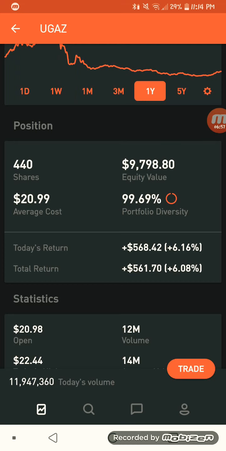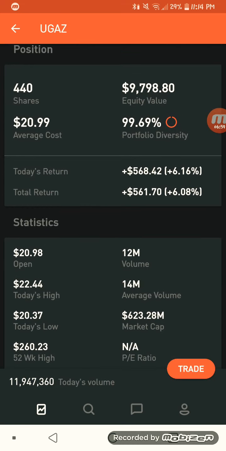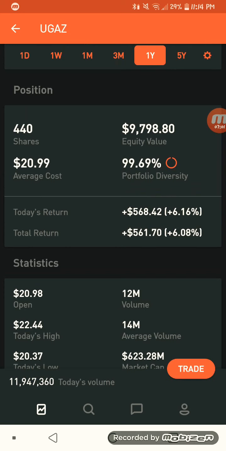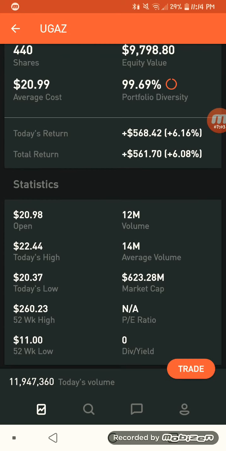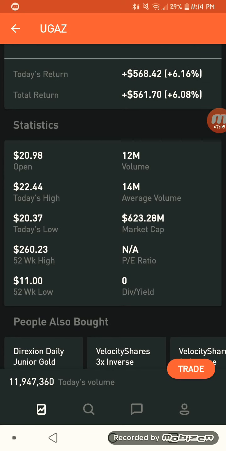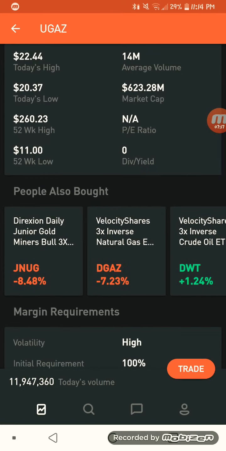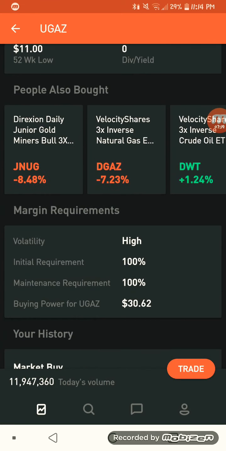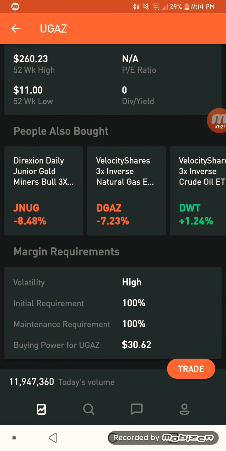The rest of it is just sitting in my Robinhood balance as buying power. It's going to give you today's return and total return, how much you're up today and how much you're up in total. Some statistics: the open price, today's high, today's low, the 52-week high, the 52-week low, volume, average volume, market cap, PE ratio, and dividend yield.